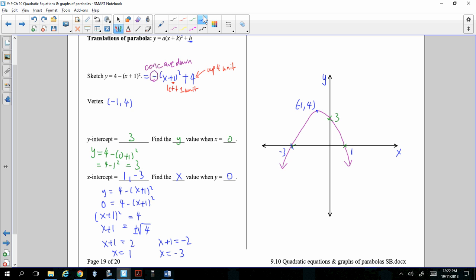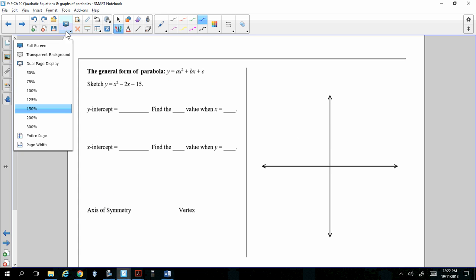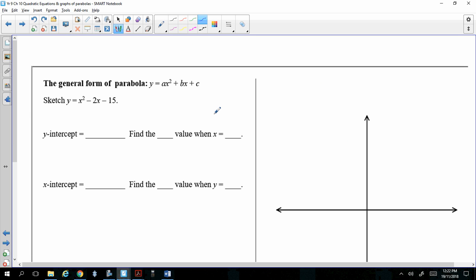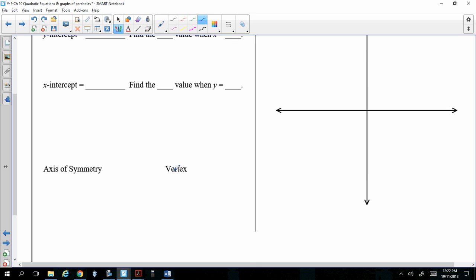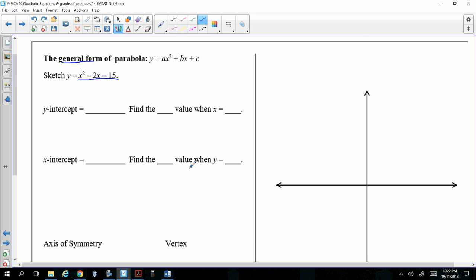All ready for the next one? Let's move on. Next page. Okay, now the next one is when it's in general form. When it's in general form, notice that we find the x and y intercept first and find the vertex last. So how it works is just find the y intercept by putting the y value when x is 0.